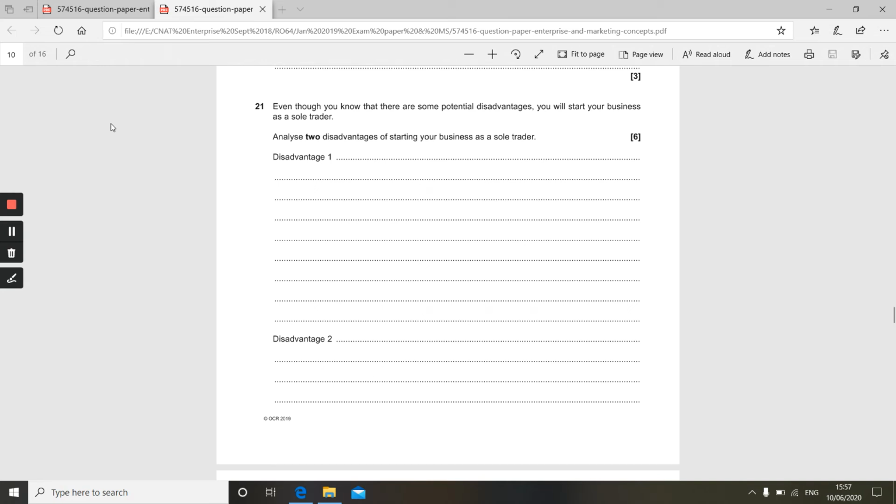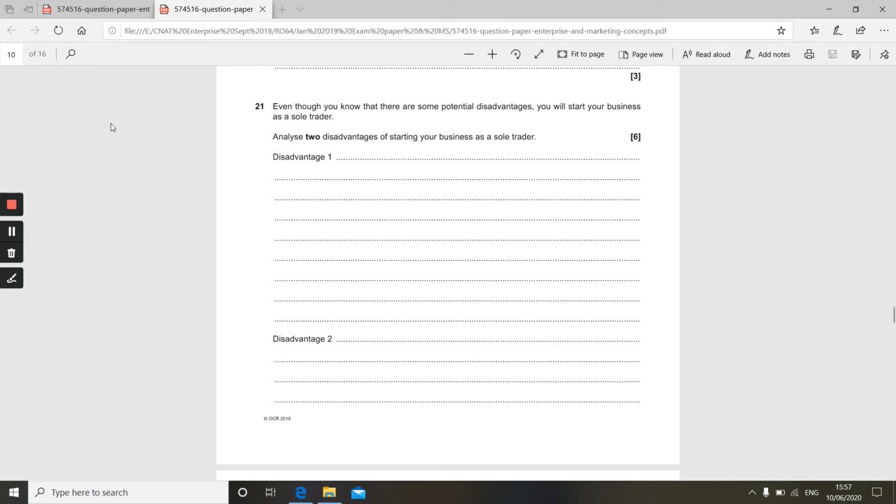Now, this question is a 6-mark question. Again, it's split up into two parts, so there'll be 3 marks for each of them. And as we've done before with some extended writing questions, 1 mark for the point, 1 mark for explanation, 1 mark for analysis. So the P paragraphs again. You tell me the first disadvantage, you then explain why it's a disadvantage and why it's a problem, and then you'd analyse what the implications are likely to be for the business. And then you'd repeat it again.